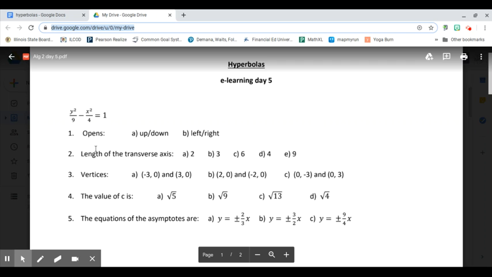All right, number 2, what's the length of the transverse axis? Remember, the transverse axis connects your vertices. So how long is it from vertex to vertex? Or how much distance is it from vertex to vertex? 2, 3, 6, 4, or 9?